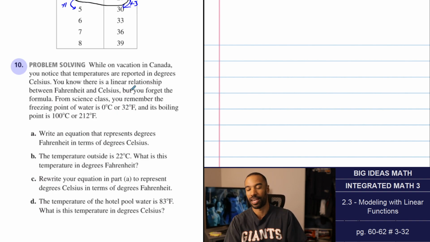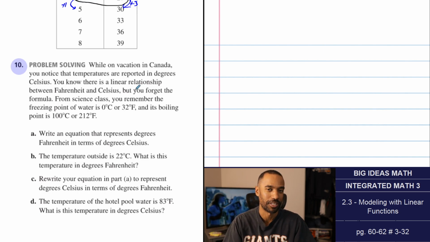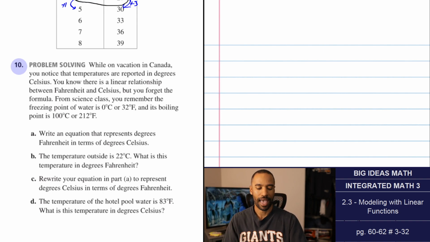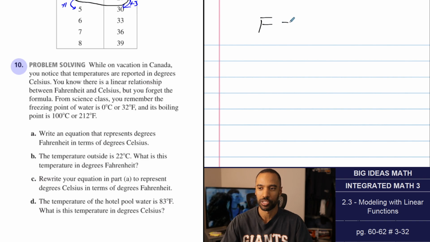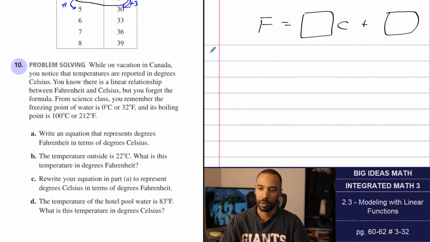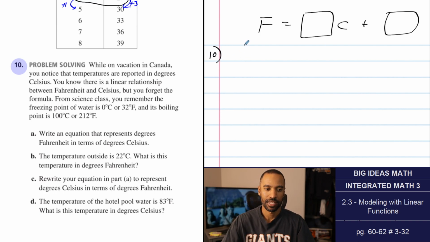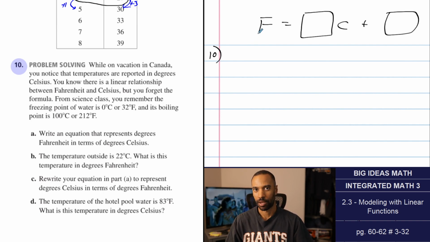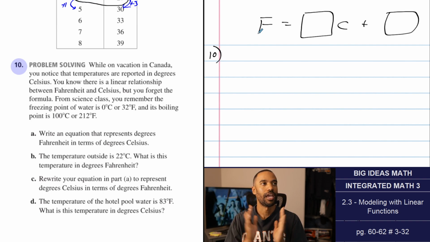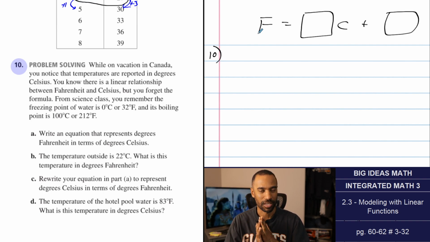I knew it was something. I thought it could have been that, but let's come up with the formula together. Write an equation that represents degrees Fahrenheit in terms of degrees Celsius. So in terms of means we want F equals and then something with C. F equals blank C plus blank, basically. Okay? So this is for number 10. What we have is information for a slope and information for a y-intercept, and we can use that to create an equation based off slope.